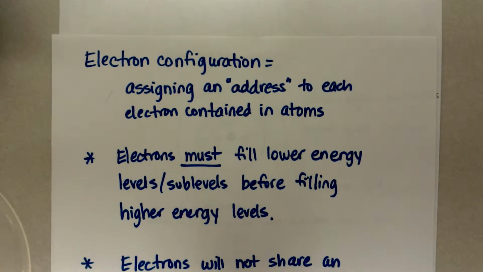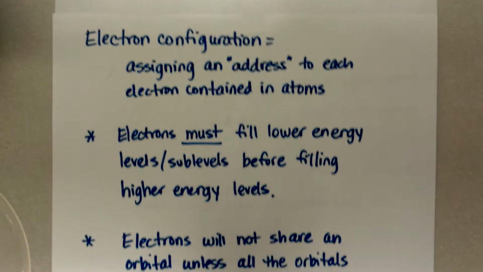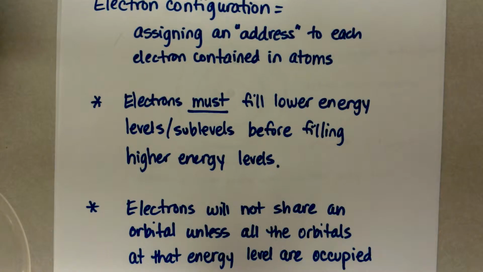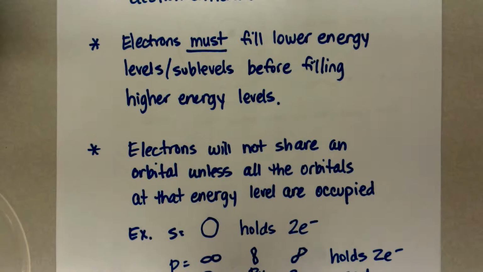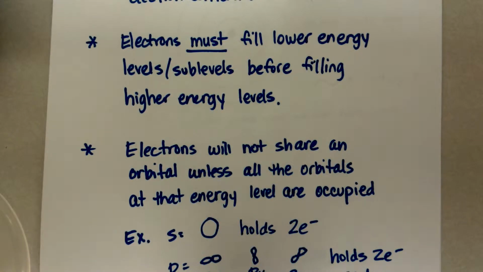Now there's a couple of rules that we need to follow. Electrons have to fill lower energy levels closer to the nucleus before they can start filling up higher energy levels. And so we're going to be assigning electrons closer to the nucleus first and then moving our way outward. Also, electrons are not going to share an orbital or an electron cloud, if you want to think of it that way, unless all the orbitals at that particular sublevel are occupied.